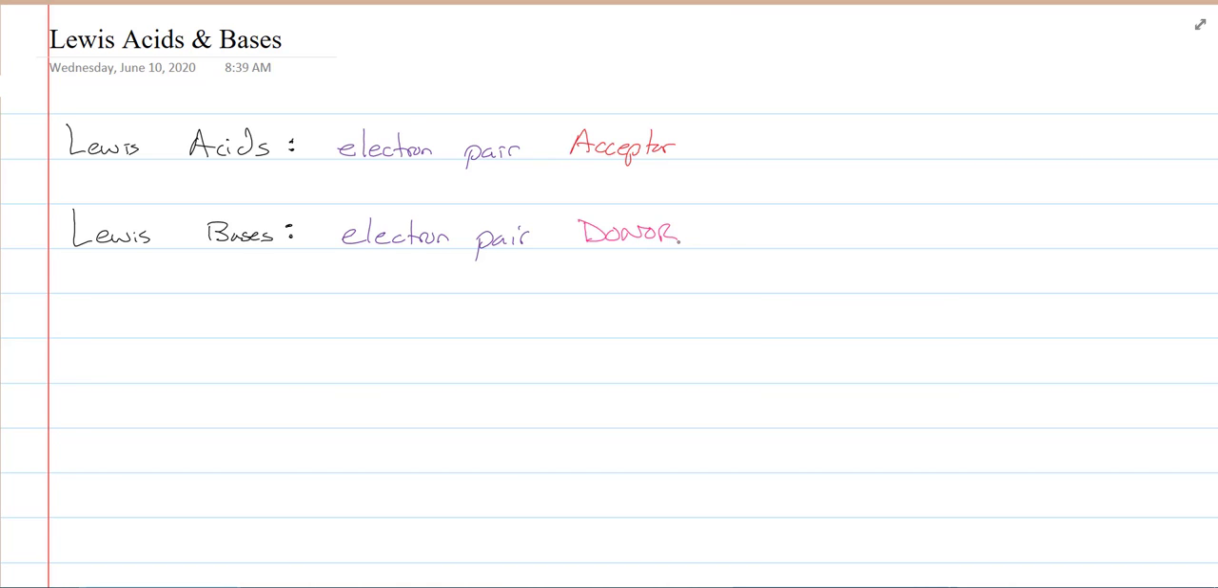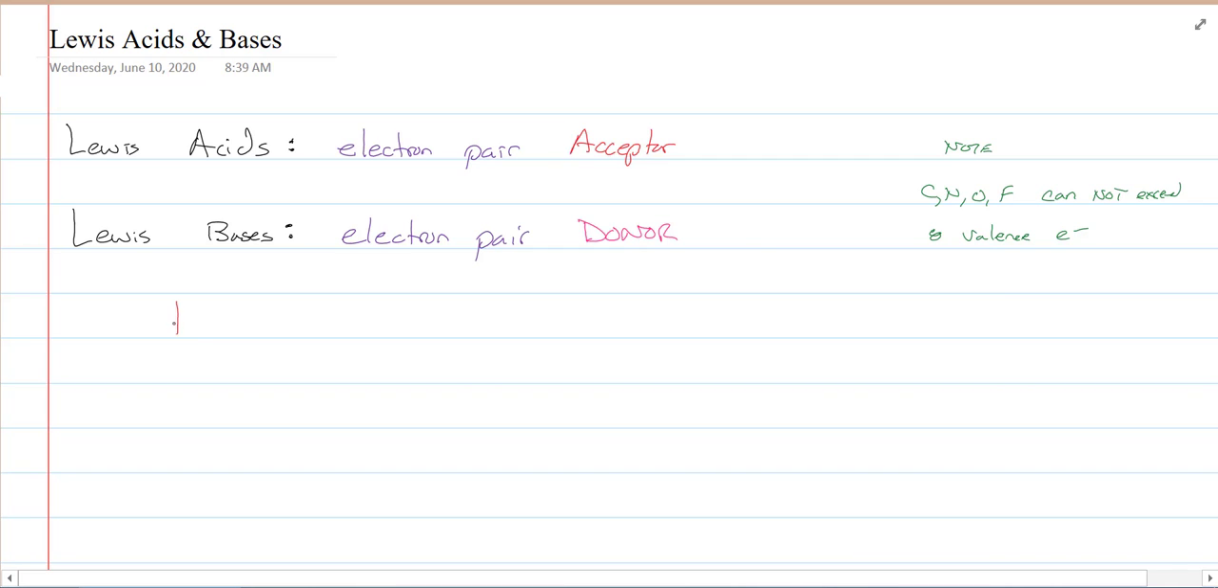So a couple of things with this. One little note: CNOF cannot exceed 8 valence electrons, right? They're not going to violate the octet rule that way. They can't exceed it.